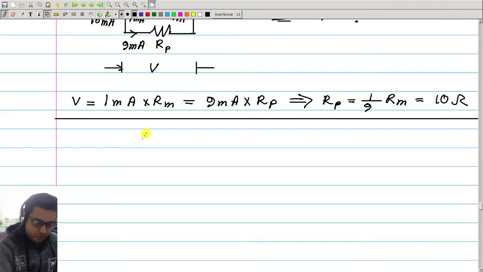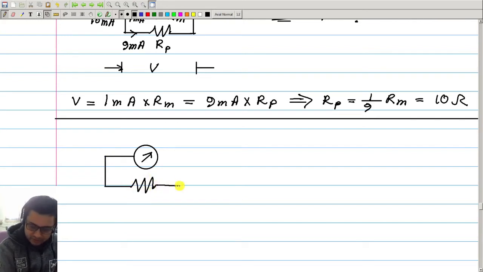Now if I want to make a multi-range ammeter, what can I do? I will take a meter and add a variable resistance in parallel. So basically this is one possible arrangement.